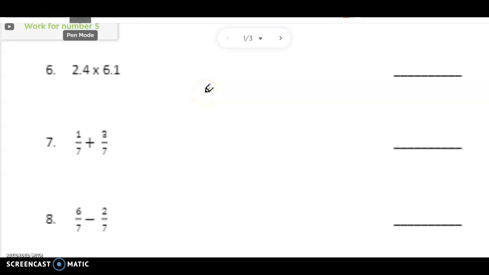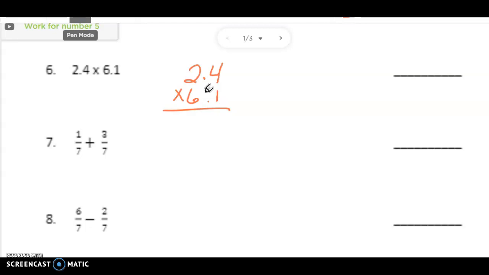All right, let's look at the work for number 6. 2 4/10 times 6 1/10. Now, you do not have to line up the decimals, but on this one, it just did. It's not a big deal. Normally, they do not have to be lined up when you're multiplying.